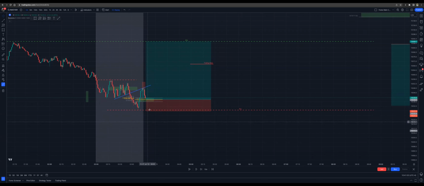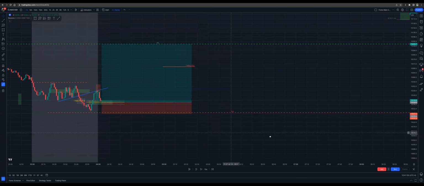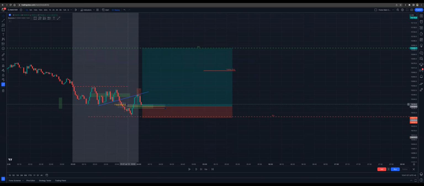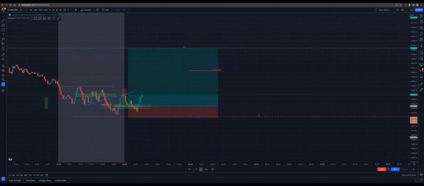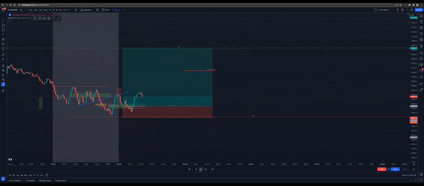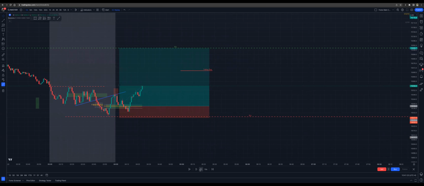And so I put my fair value gap right there, and I have my fib as the 0.5 and the 0.618. And at this rejection of the zone, I entered right here to get into a long position. Price played around for a little bit, and it started making higher highs and higher lows.